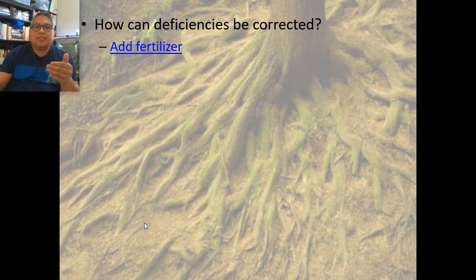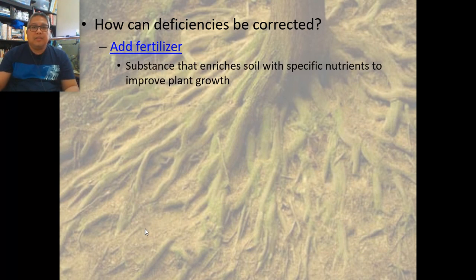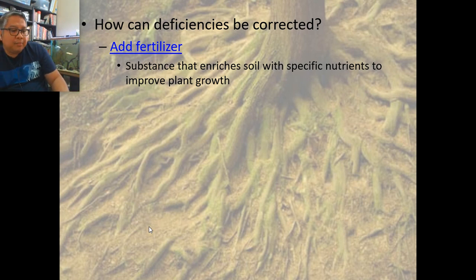Okay, so how can deficiencies be corrected? By adding fertilizers. Fertilizers are substances that enrich soil with specific nutrients to improve plant growth. So say for example, you're planting trees and you want more fruits. Okay, so what will you add? If you're supplying flower shops, what will you add, right? What are the elements that you will add? And that's why you need fertilizers, and that's why knowledge of environmental chemistry is very important.